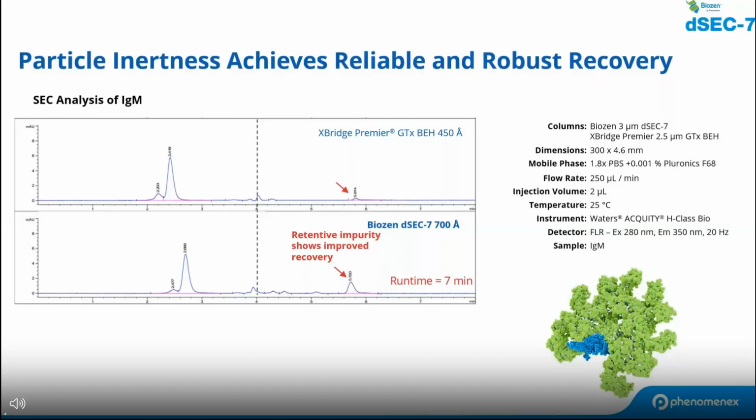With Biozen D6-7, because of the diol chemistry, which makes it highly hydrophilic, you're able to get pure size exclusion based separation. So even the most sticky sample doesn't stick inside and you get good recovery and you could extend the lifetime of your column.